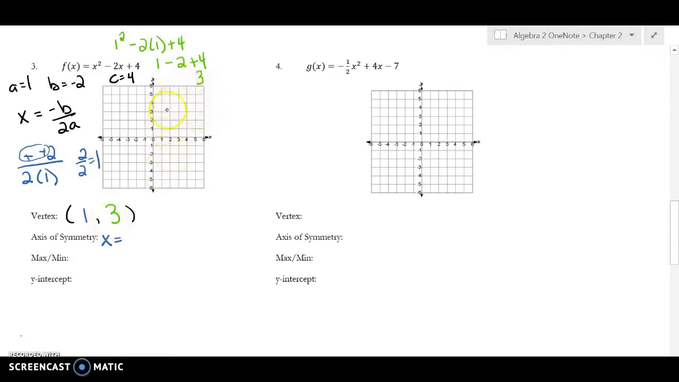So I'm going to go to the right one, up 3. My a value is 1, so up 1 over 1. And look, I found my y-intercept also. But again, here's another thing. Your y-intercept for standard form, this is the one thing it gives you, which is nice. Your y-intercept is that last number. It's the c value, so that's nice.